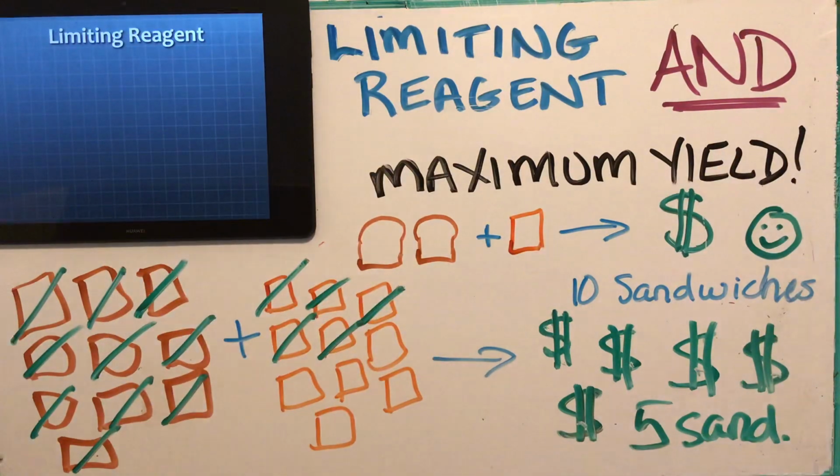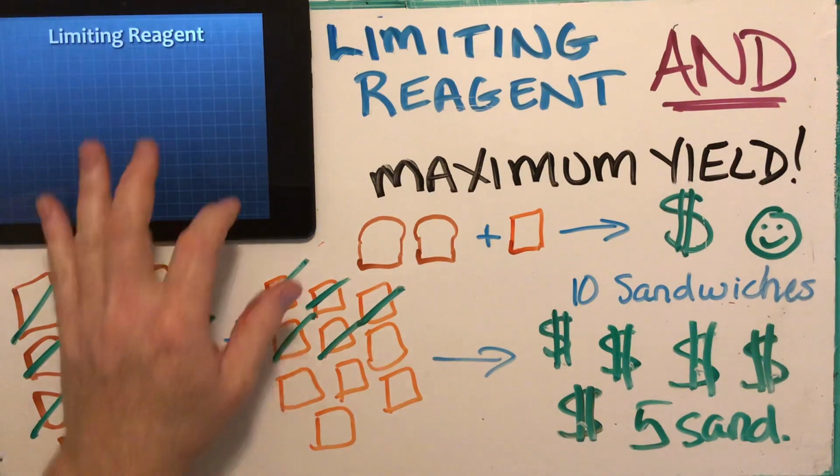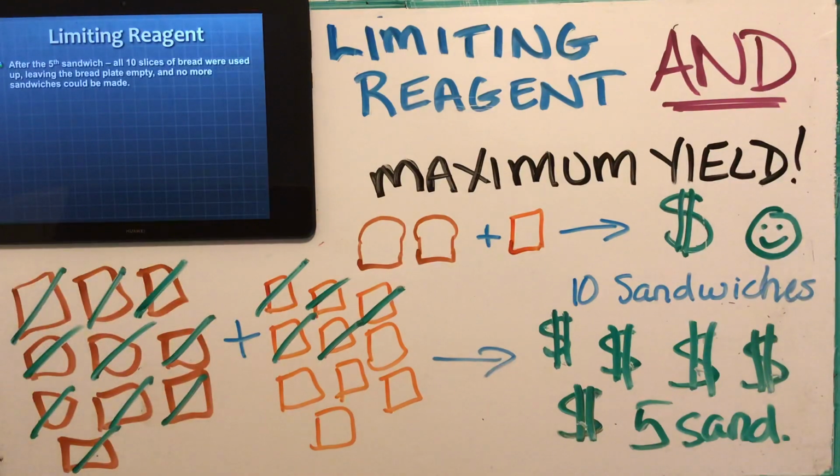So, let's talk about chemistry now. I'm hungry because of all the sandwich talk, but let's talk about some chemistry. This brings us to the idea of the limiting reagent. After the 5th sandwich, all the bread's used up. The bread plate is empty. No more sandwiches could be made. It's impossible. All my bread, it's all crossed out here. It's all gone. 5 sandwiches. That was it. The cheese plate still had 5 slices on it.